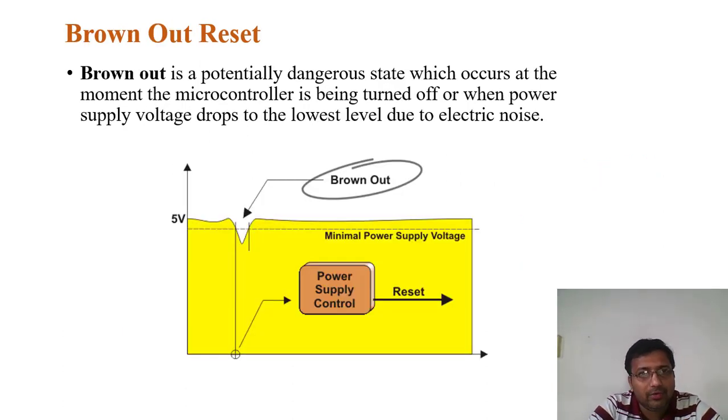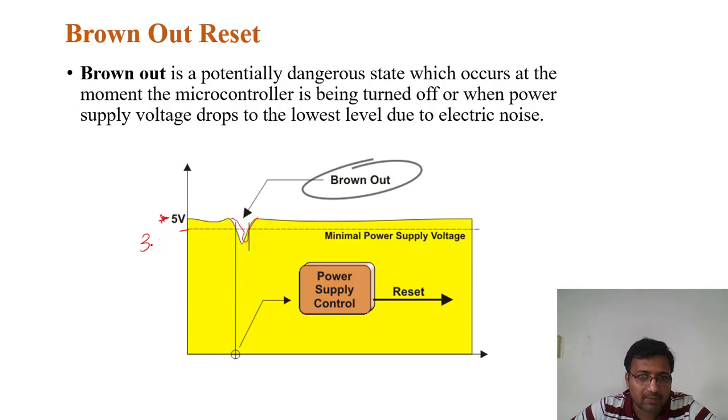So what is brownout reset? Brownout reset is a potentially dangerous state which occurs at the moment the microcontroller is being turned off, or a power supply voltage drops to the lowest level due to electronic noise. Here it shows the brownout reset diagram. We have a constant 5 volt input required for the microcontroller, and whenever the input drops down to some level, this is my level.